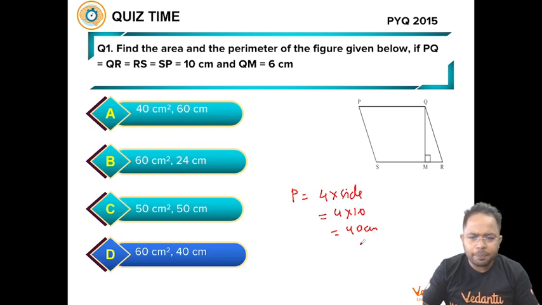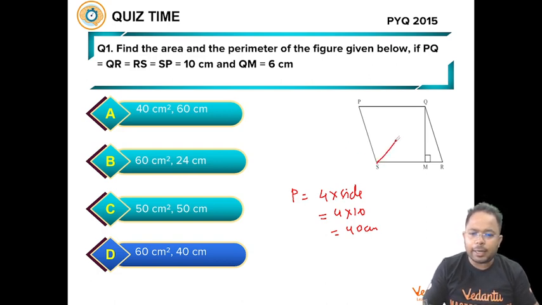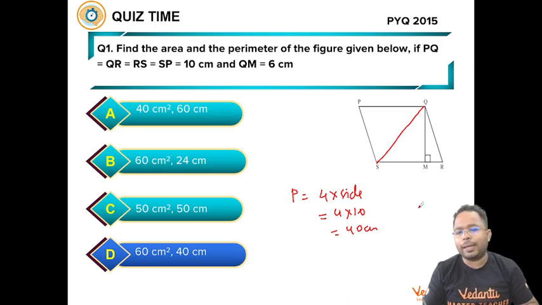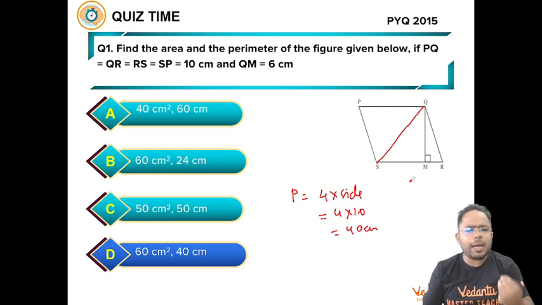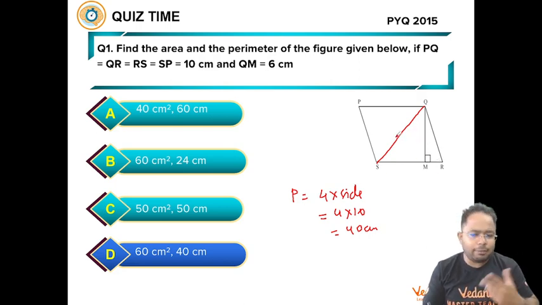Now talking about area, as you can see, it's a rhombus, which is a special type of parallelogram where the four sides become equal. So we can apply the formula of area of parallelogram, and in case you forget, you can simply join a line here and make it into two equal triangles. Area of triangle is always in our mind. Sometimes it may happen that area of parallelogram slips away, but area of triangle is very simple to remember: half base into height. You can take the base as SR and height as QM, and multiply by 2 so that you get the area of this figure.